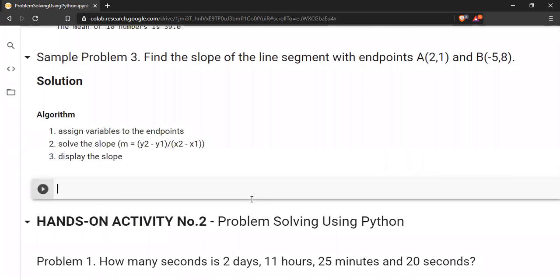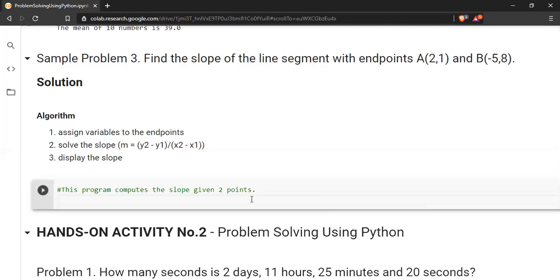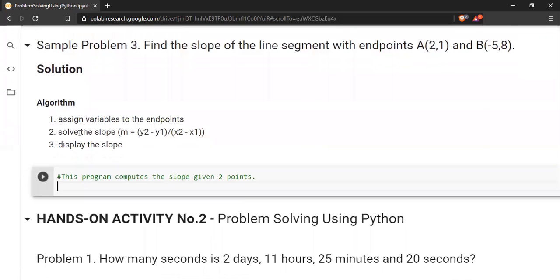Now it's time to create our program. Let's start by putting a comment. This program computes the slope given two points. Given two points, you can compute the slope. The first step in our algorithm is to assign variables to the endpoints.